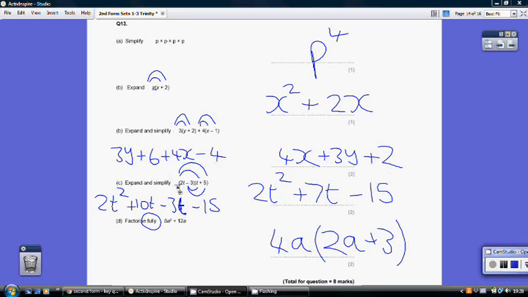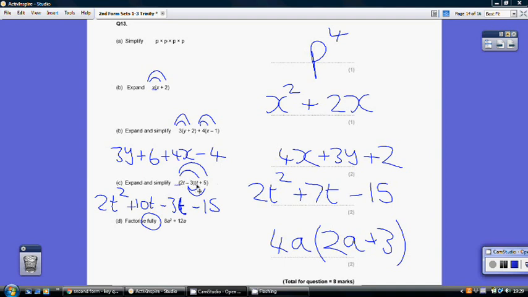Now part C, when we've got a pair of brackets, the claws work in a different way. We're going to have each of the terms in the first bracket multiplied in turn by each of the terms in the second bracket. Now it doesn't really matter which order you do these in, but I would suggest you start off with the 2t and multiply that by both terms in the second bracket, then move on to the minus 3 and multiply that by both terms in the second bracket. So claw, claw, claw, claw.